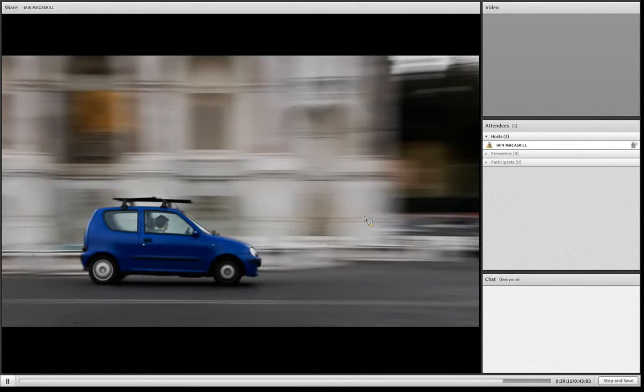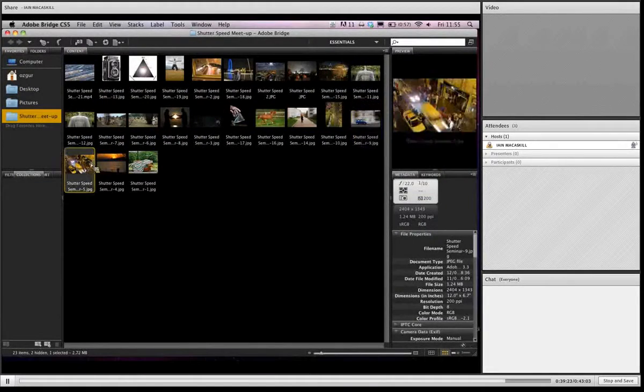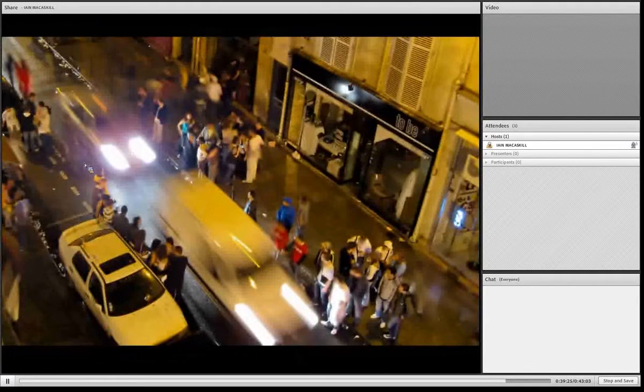Here's one more example. If you look at this one, you'll see most of these people are still, apart from maybe this bunch here, because they kept moving around. And if you look at the cars here, these are blurry, but this car isn't at all, because that's the only car that wasn't moving.